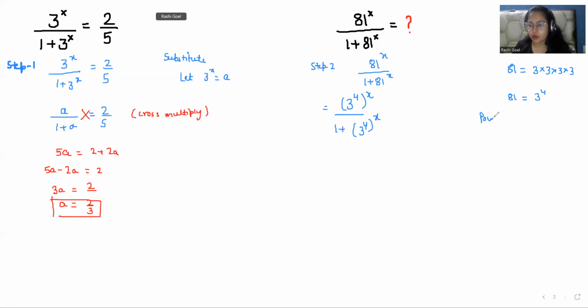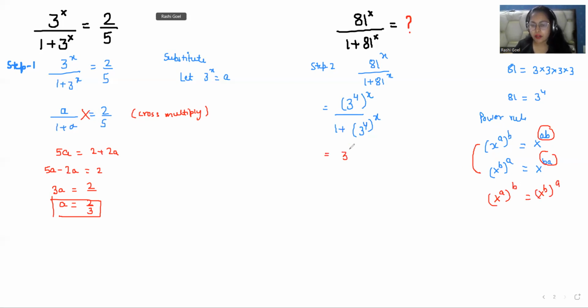Now we know the power rule of exponent: x power a, whole power b, we can write as x power ab. And if x power b, whole power a, we can write it as x power ba. So both are the same, as we can see here, ab and ba. That means x power a power b equals x power b power a. So I can write it as 3 power x, whole power 4, over 1 plus 3 power x, whole power 4.